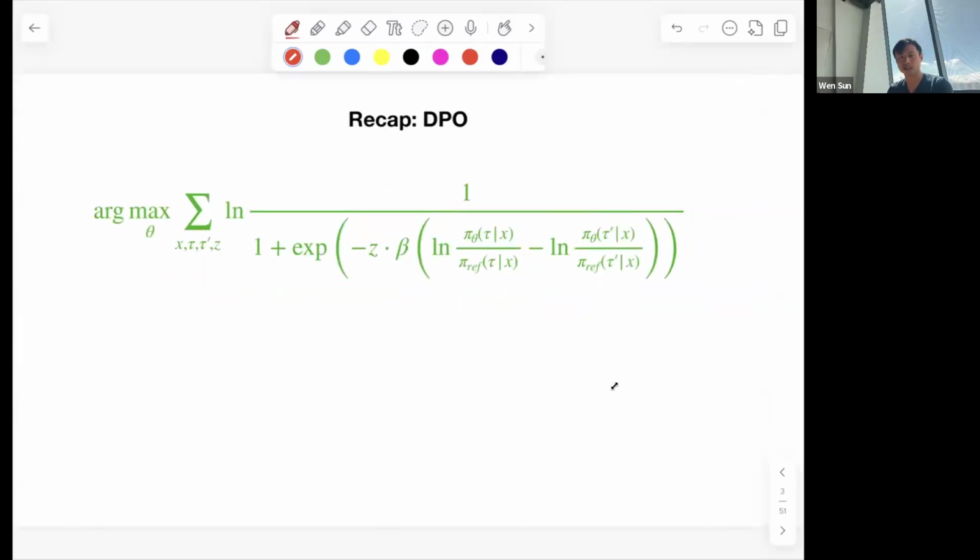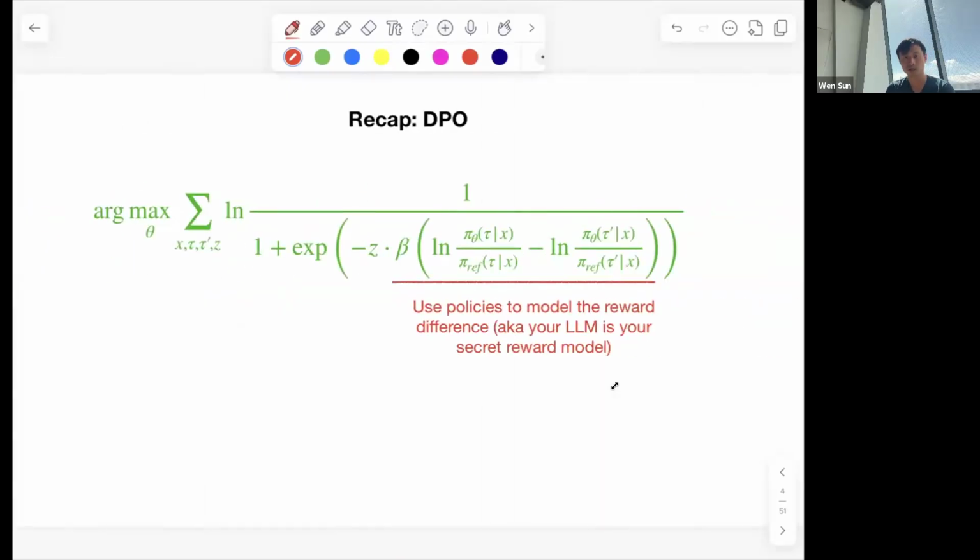And DPO basically took this idea, right? It says, okay, let's take the closed form solution from the previous slide and do a reparameterization. Let's represent the reward by the policy. And more importantly, let's represent the reward difference using the policy. So here you model the reward difference using the difference of the log of these two policy ratios. That's what they meant in the paper when they said your language model is a secret reward model. So this whole thing is basically trying to model R(x, tau) minus R(x, tau prime).